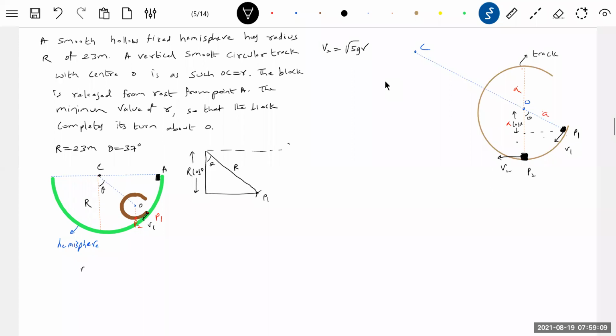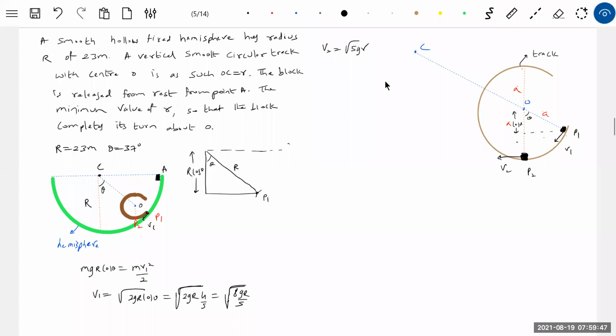So first applying conservation of mechanical energy. So mg r cos theta should be equal to m v1 square by 2. So v1 equal to root of 2gr cos theta. What is cos theta? Cos 37. Anybody know the value of cos 37? 4 by 5, sir. This is the velocity of the bob at point P1.